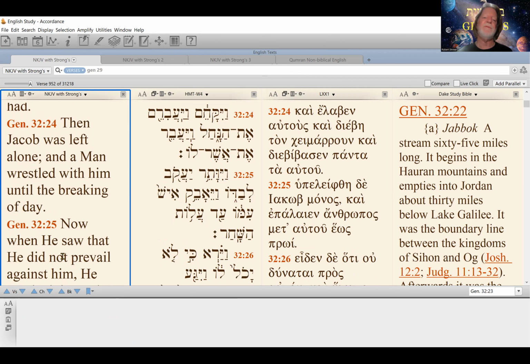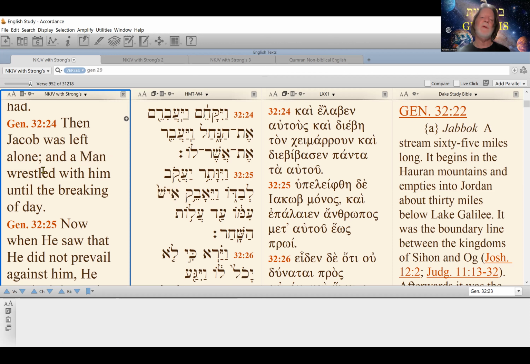Then Yaakov was left alone. Now, I don't know if he crossed back to the north side of the river or if he remained on the south side of the river, just at the rear of the camp of the family groups. Then Yaakov was left alone, and a man. The Hebrew word is an ish, but notice the New King James translators have capitalized the M in man. So is that an indication that this man that Yaakov wrestles with is actually God? Well, let's keep reading through the text and see if we can determine for sure.